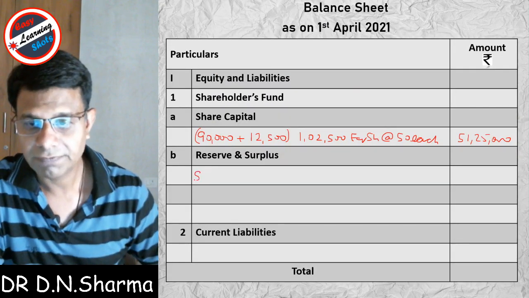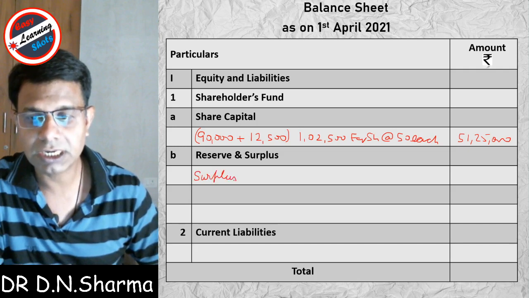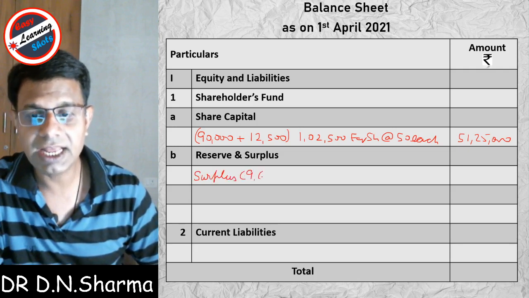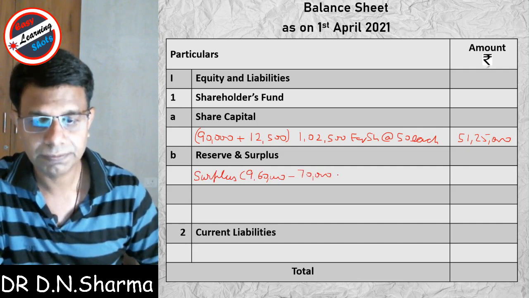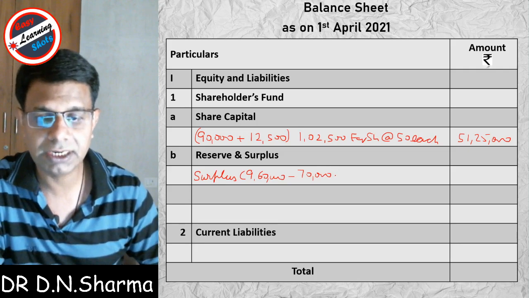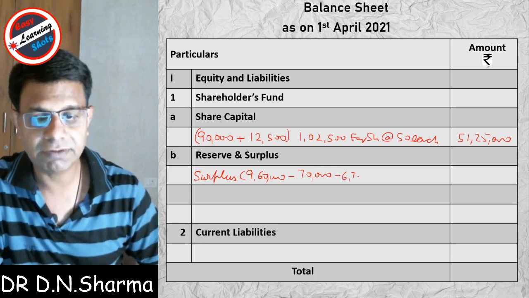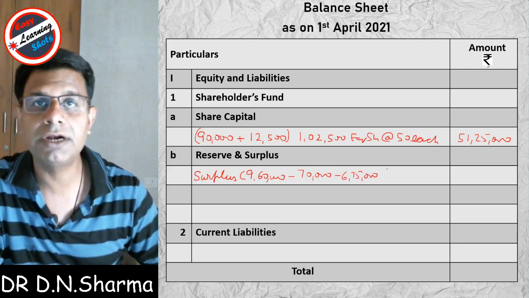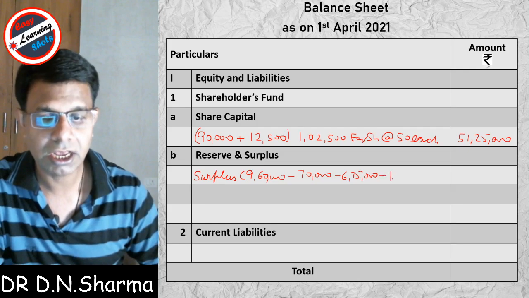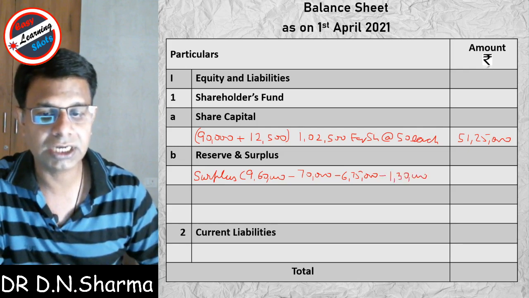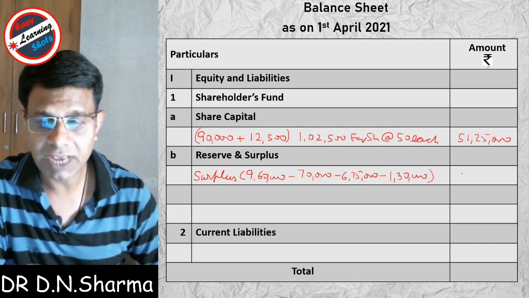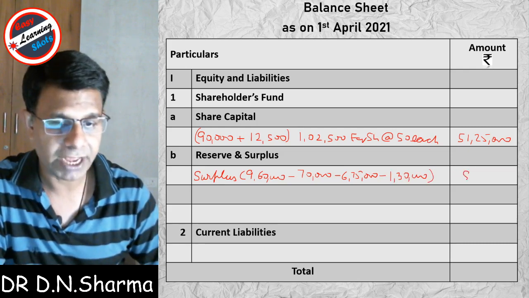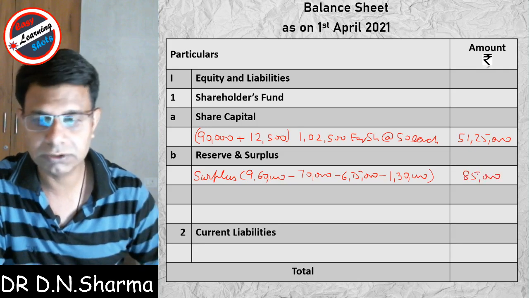So first we write surplus account, and we have 9,60,000 in surplus account. First we deduct 70,000 loss which we incur at the time of sale of investment. Then 6,75,000 is transferred to capital redemption reserve account, and 1,30,000 is transferred to premium on redemption of preference shares. So we have a balance of 85,000 in surplus account.